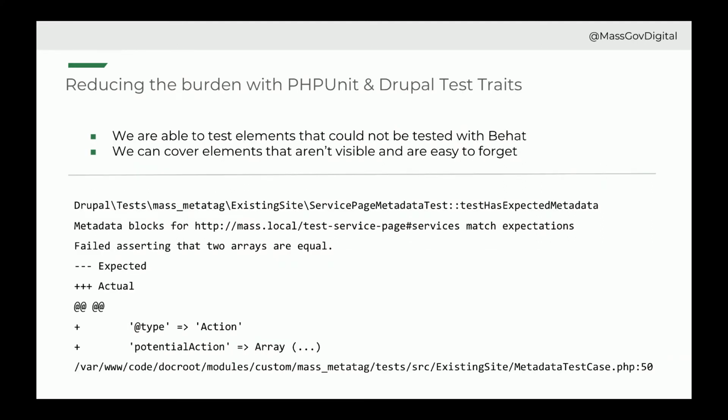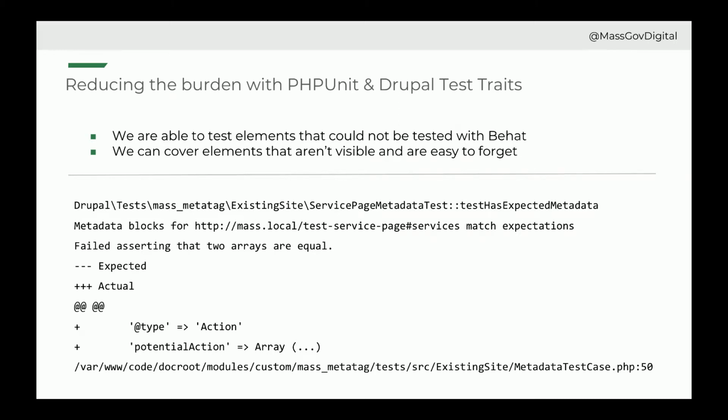How did this reduce our burden? So with PHPUnit and Drupal Test Traits, we were able to create different tests that we couldn't create with Behat. An example would be our site-wide alerts. They use JavaScript. And Behat, for us, we didn't have JavaScript included in our Behat testing. So we were able to test our site-wide alerts with PHPUnit.